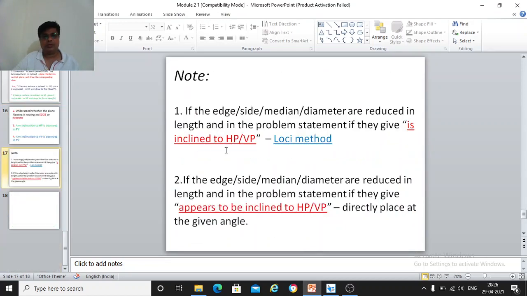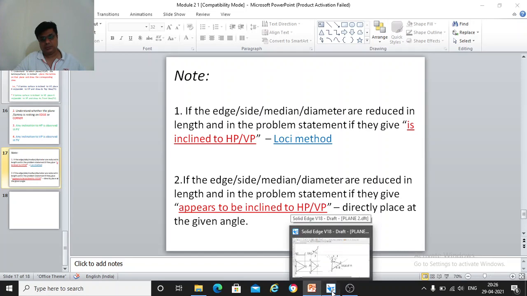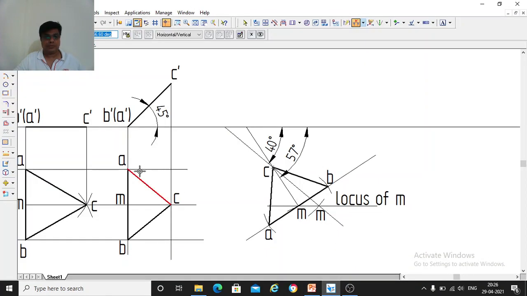So this point you should remember. Any edge or side or median or diameter that is reduced in length, and if that median or diameter is inclined to HP or VP, we would follow the loci method. So this is the top view now. The same triangle you draw here, with this CM. You follow the locus method because the length of the median CM is reduced.